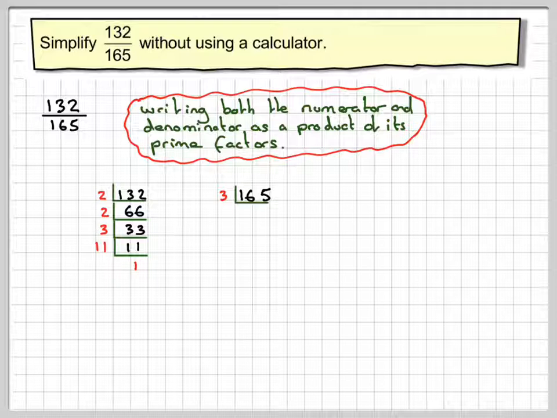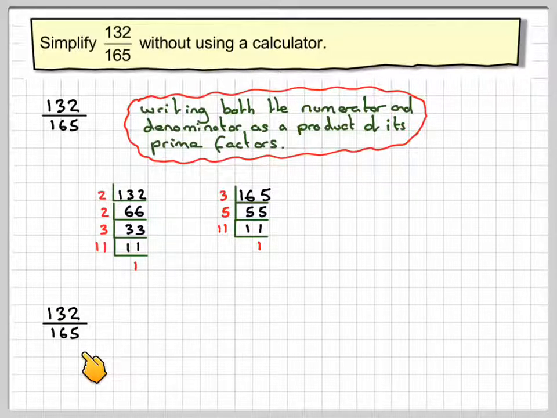165: 2 doesn't go into it, but 3 does, 55 times, and then 5 goes into 55 11 times, and 11 goes into 11 one time. So we've got 132 over 165.